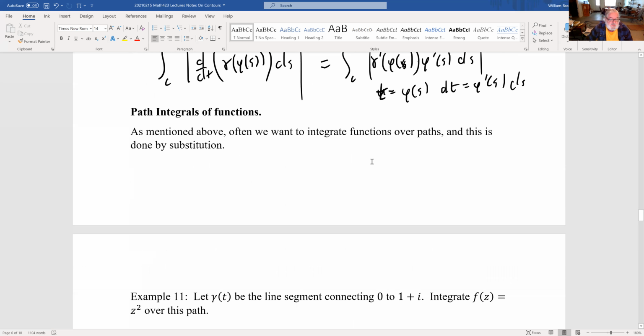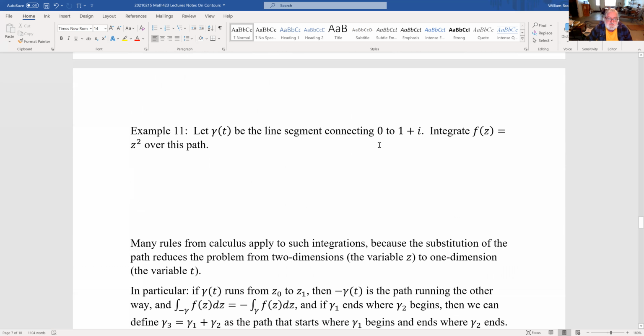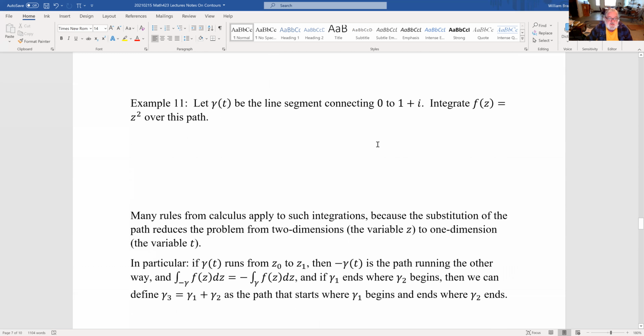So, path integrals of functions. When we want to integrate functions over a path, this is basically done by substitution. So here's a line segment connecting 0 to 1 plus i. What's the integral of z squared over this path? We're going to need to put together some pieces. We need to know what gamma is. And gamma of t as a line segment is going to be 1 minus t times the start, plus t times the end. I'm repeating this so often because if you can remember it, it makes these parameterizations a lot easier to do.